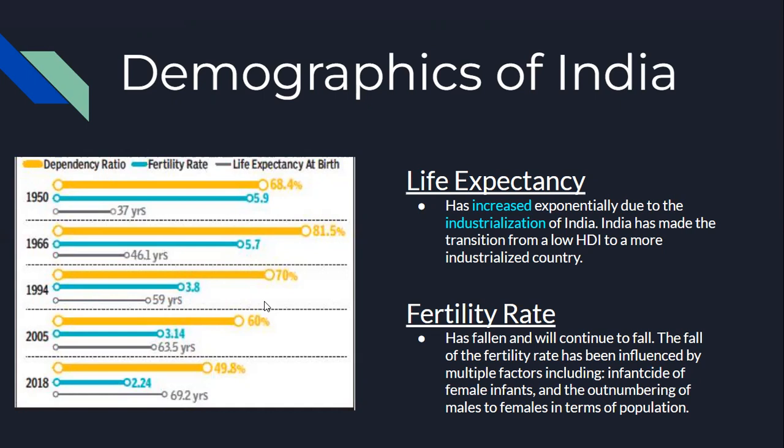So India started off with a low HDI, or Human Development Index, and due to many different factors, India has actually grown and industrialized, increasing the HDI. And so the life expectancy in the region is going to be higher.